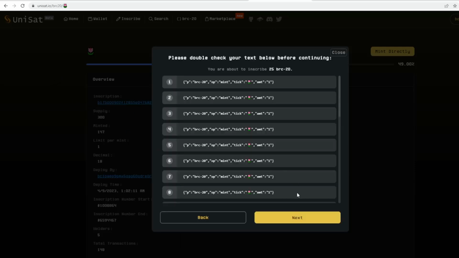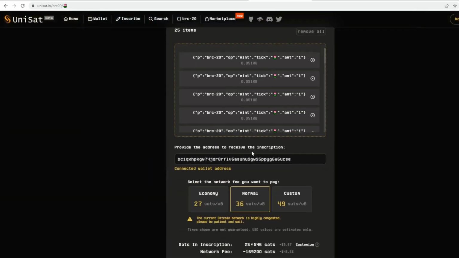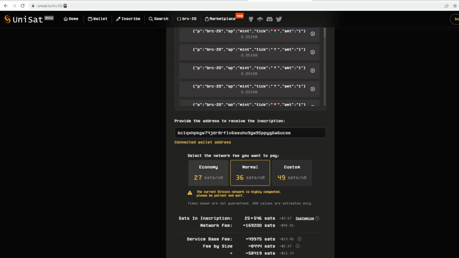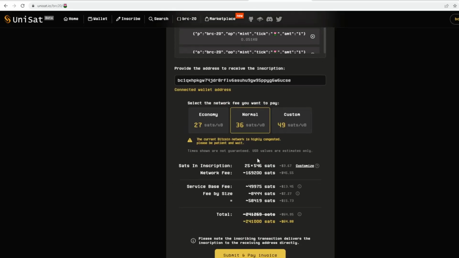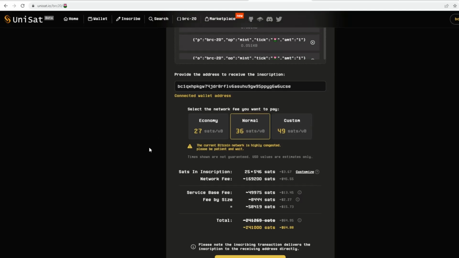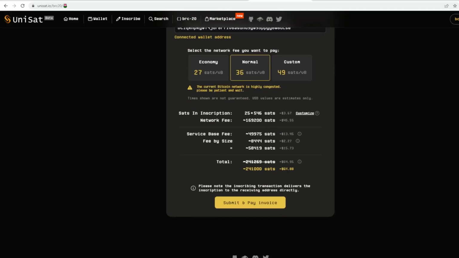So let's just say, for example, here, next. Then it gives you a breakdown of the network fee. Obviously Bitcoin will give you a breakdown of the sats inscription, the network fee, and then the total cost. So here for normal, if you want to do 25 at a time, obviously it adds up.